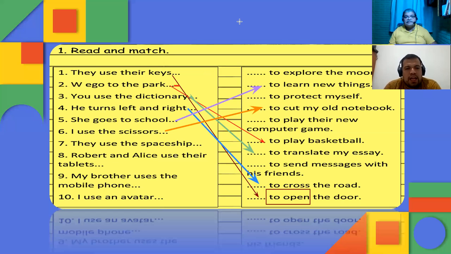Next. They use the spaceship. Spaceship. The spaceship to explore the moon. The spaceship, like the Enterprise. Endeavor. Okay. Robert and Alice use their tablet to send message with his friends. No. You know? To play their new computer game. Where's their tablet?